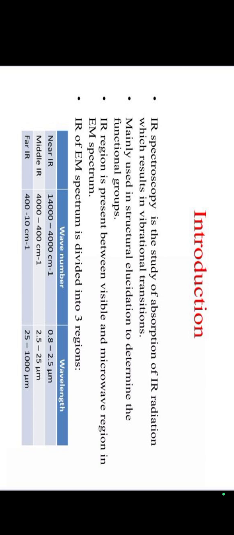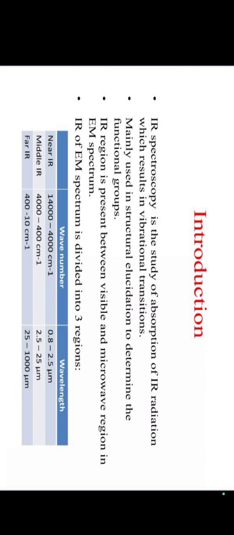The IR region is present between the visible and microwave region in the electromagnetic radiation spectrum. The IR EM spectrum is divided into three types: one is near IR, second is middle IR, third is far IR. In near IR, the wave number is 12800 to 4000 per centimeter. The wavelength of near IR is 0.8 to 2.5 micrometer.